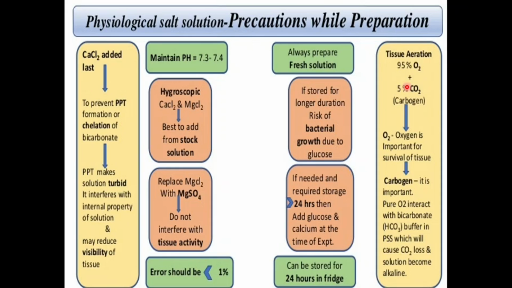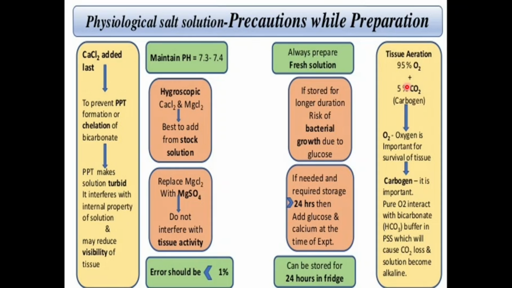So when there is a removal of carbon dioxide from any solution, that will increase the pH of that particular solution. And when there is an increase of the pH, there will be alkalinity. So that removal of the carbon dioxide from the PSS will make the solution alkaline. That will change the pH of the solution, and you don't want to change the pH of the solution. So what is the compensation?